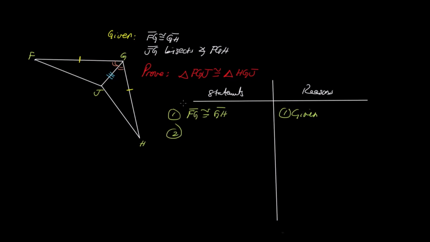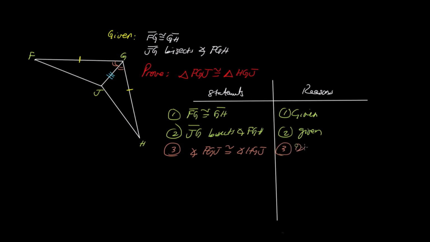Number 2, I'm going to write it separately, okay, because GJ bisects angle FGH. It bisects the big angle. That's also given information. And then I can say those two angles are congruent. So I can say angle FGJ is congruent to angle HGJ, and this is because of the definition of angle bisector. That's what angle bisectors do. They divide the angles into two congruent angles. So that's the definition of angle bisector.